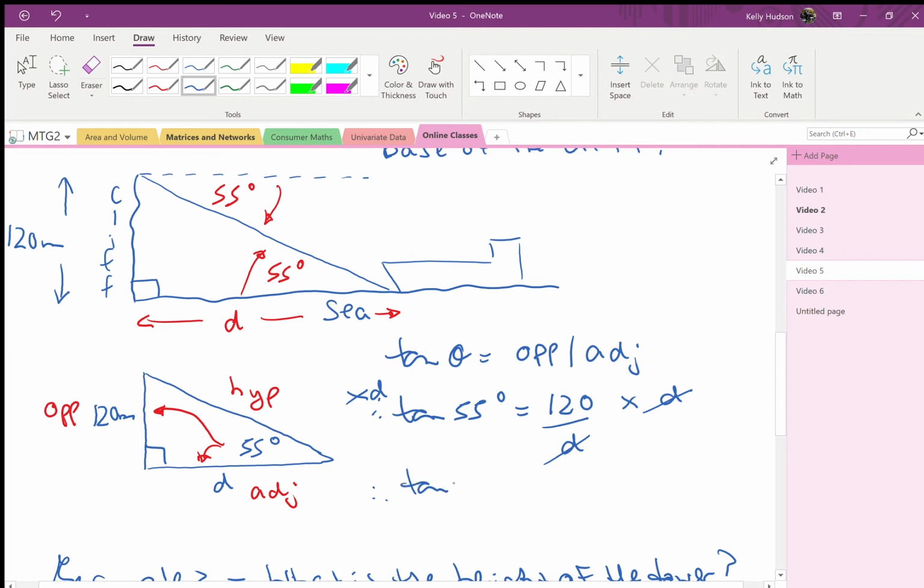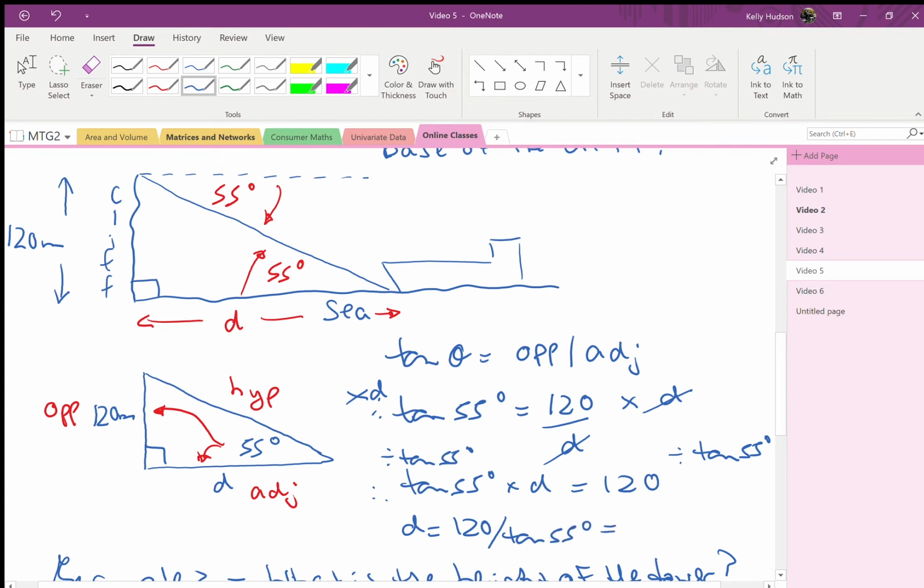Tan of 55 degrees multiplied by D is equal to 120. Well, now the tan of 55 degrees is in the wrong place. The D is the correct place. I've got to move the tan of 55 degrees to the other side of my equation. So to remove it, I divide by tan 55 degrees on both sides, and therefore D is equal to 120 divided by tan 55 degrees.